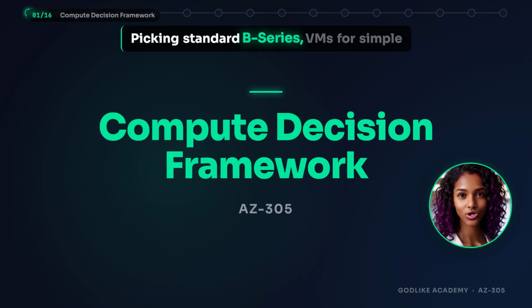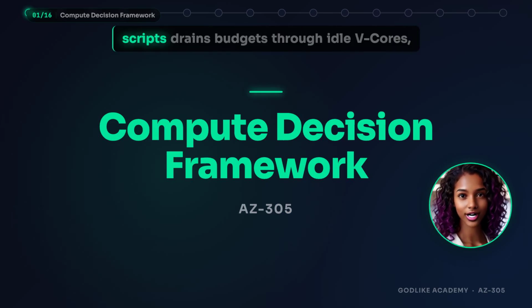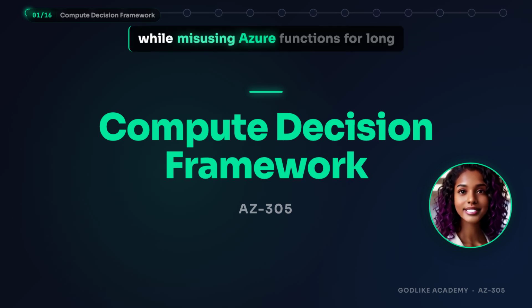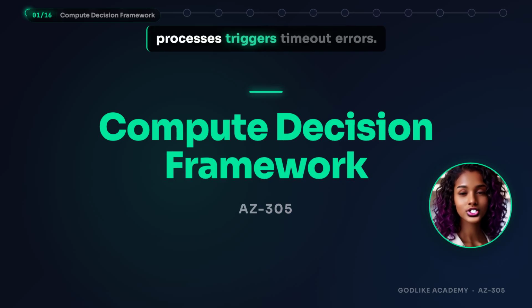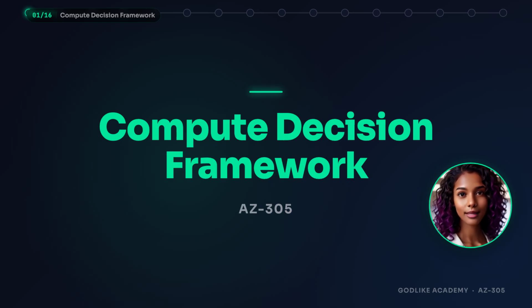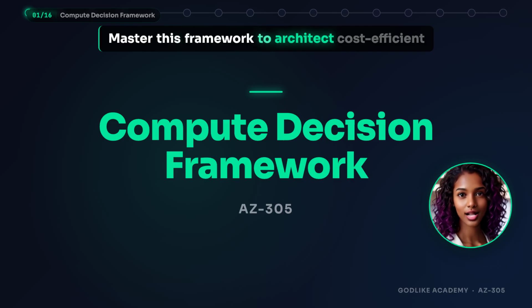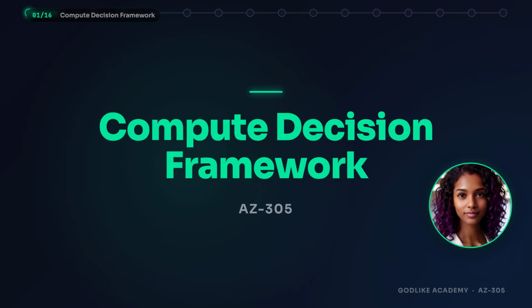Picking standard B-series VMs for simple scripts drains budgets through idle vCores, while misusing Azure Functions for long processes triggers timeout errors. Master this framework to architect cost-efficient workloads.